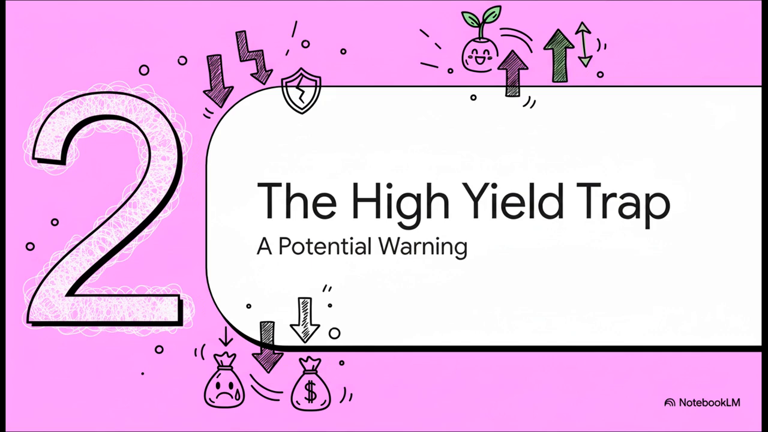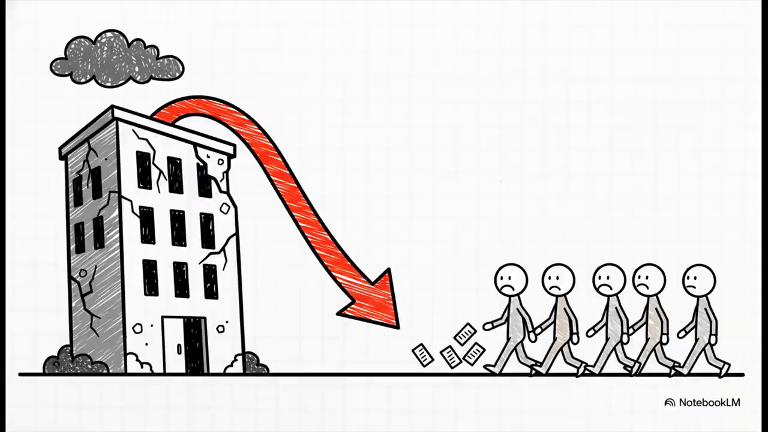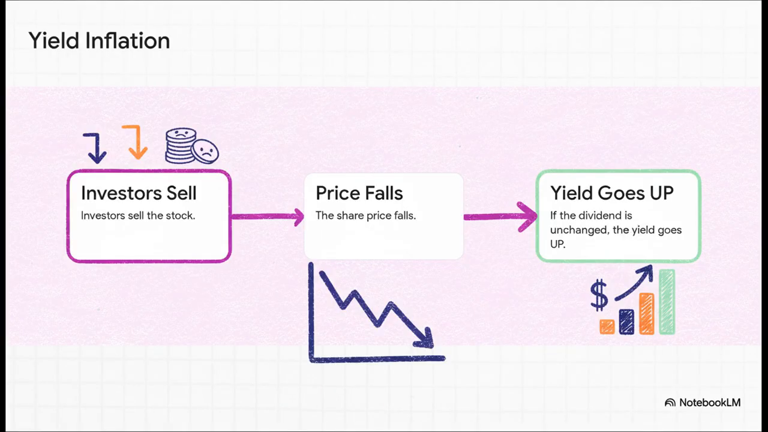Okay, so now let's flip the coin and talk about the high yield trap. This is something every single investor has got to be aware of. This is the story behind that really tempting 5% yield that might not be what it seems. So let's imagine Company B is in a bit of trouble. Maybe their sales are falling off a cliff, or a competitor is eating their lunch. Investors start to get nervous, they lose faith, and they start heading for the exits. And as investors start selling off their shares, the stock price tanks. Let's say it drops from $30 all the way down to $20.